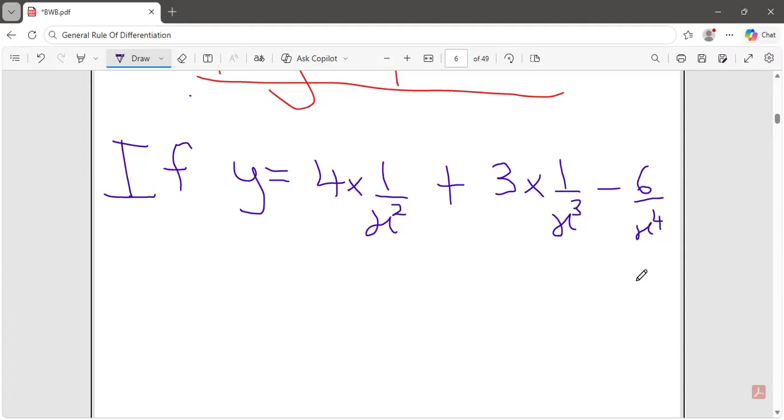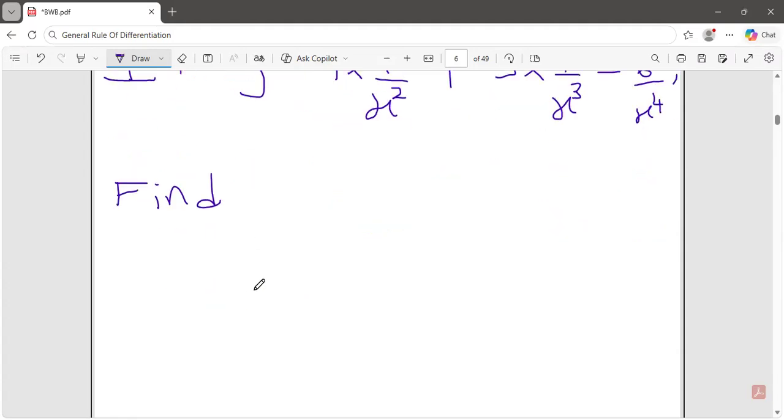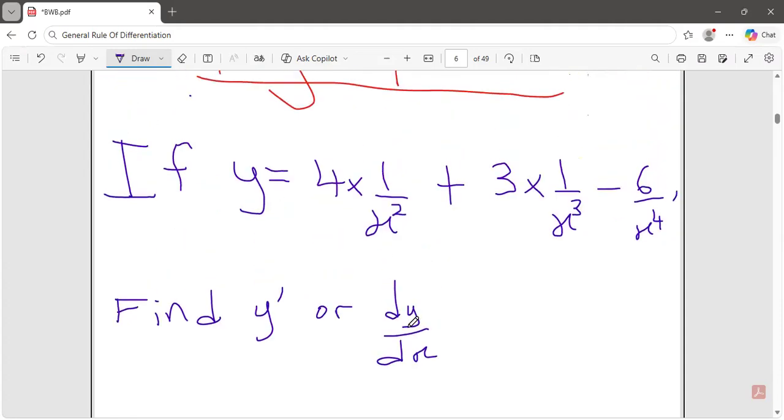How are you going to simplify such a question? Find y prime, or dy dx. So here it is saying that we should find y prime or dy dx. If you have a question like this, to find y prime or dy dx, it is just as simple as that.